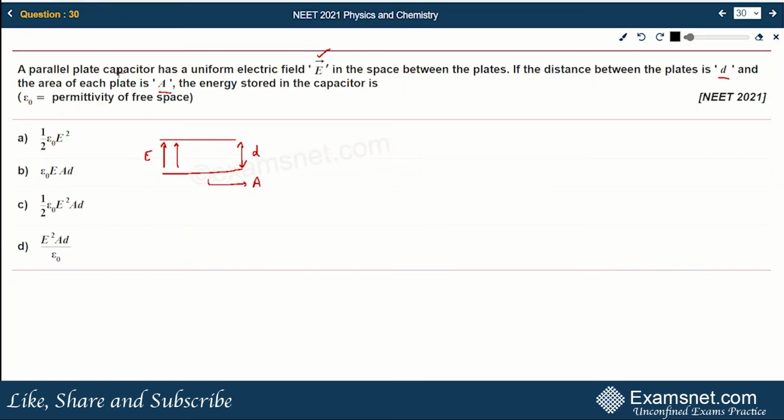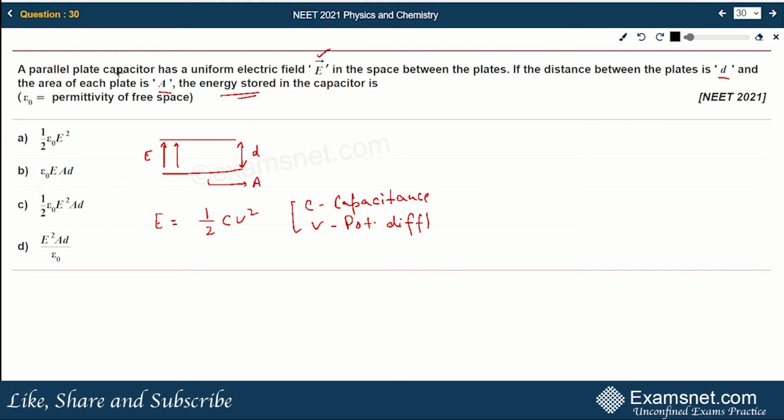Okay. Now we have to find out the energy stored in the capacitor, and there is a simple formula for energy stored. It is given as half CV square. Here C is the capacitance and what is V? V is the potential difference.